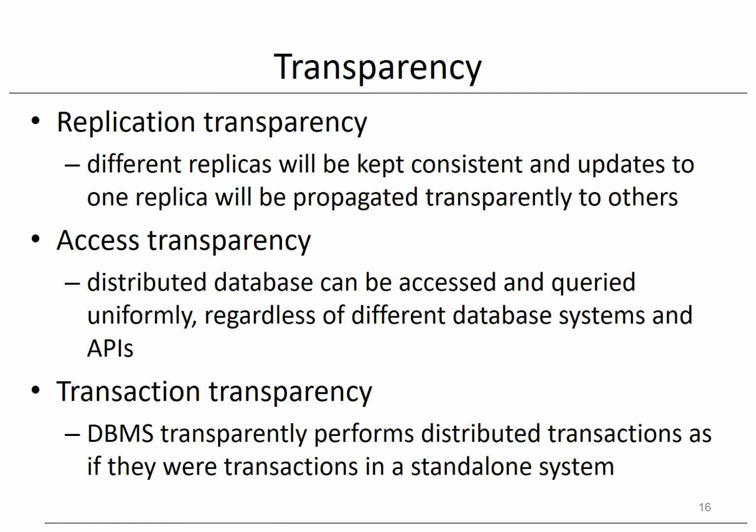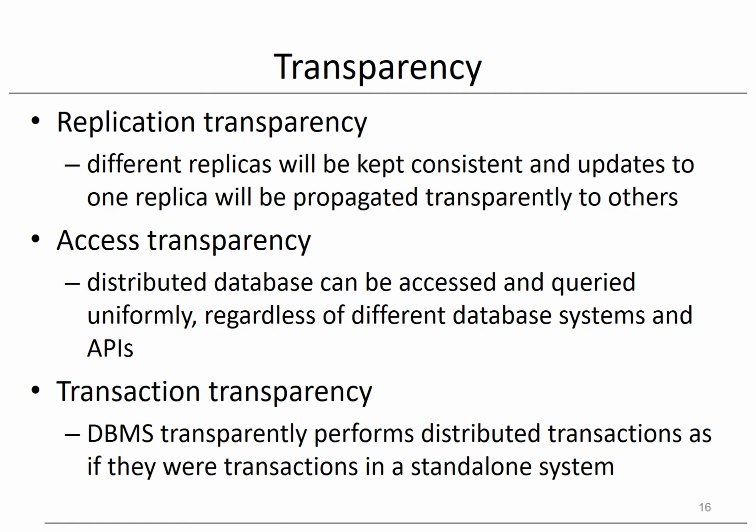Replication transparency means that different replicas of the same data item will be automatically kept consistent by the database system, and updates to one replica will be propagated transparently, be it synchronously or asynchronously, to the other copies of the same data item. Access transparency refers to the fact that the distributed database can be accessed and queried uniformly, regardless of the different database systems and APIs that may be involved.